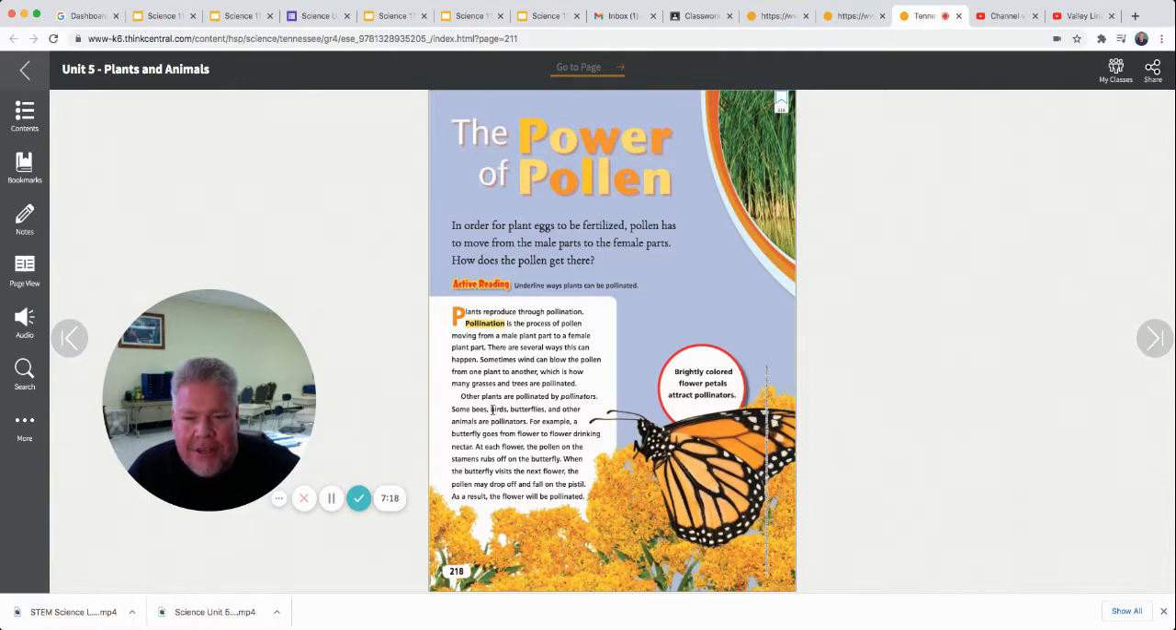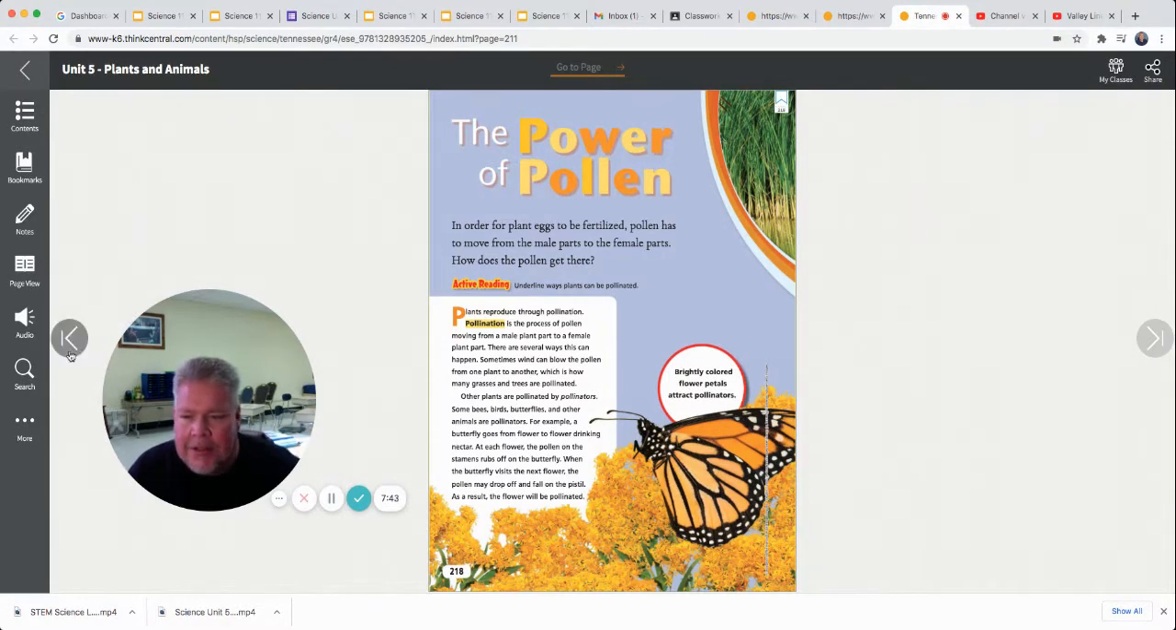Birds? What do you mean? Can you think of a bird that lands on flowers? How about a hummingbird? Hummingbirds like flowers, don't they? For example, a butterfly goes from flower to flower drinking nectar. At each flower, the pollen on the stamen rubs off on the butterfly. When the butterfly visits the next flower, the pollen may drop off and fall on the pistil. As a result, the flower will be pollinated.